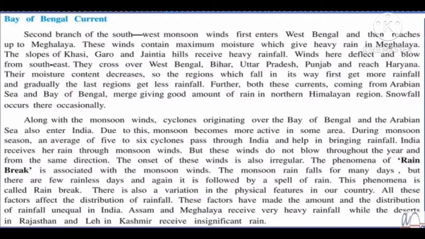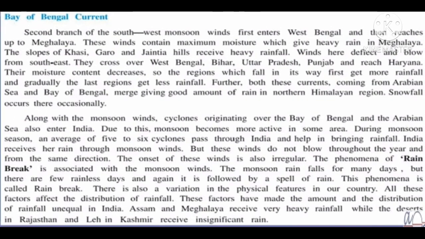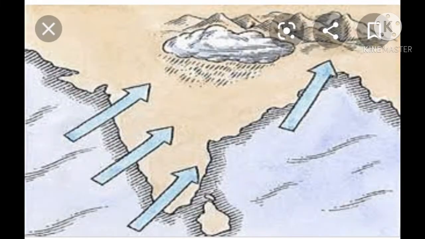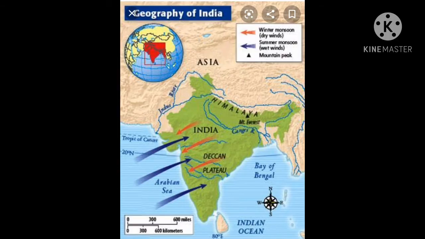Second branch of the southwest monsoon winds first enters West Bengal and then reaches up to Meghalaya. These winds contain maximum moisture which give heavy rain in Meghalaya. The slopes of Khasi, Garo and Jaintia hills receive heavy rainfall. Winds here deflect and blow from southeast. They cross over West Bengal, Bihar, Uttar Pradesh, Punjab and reach Haryana.